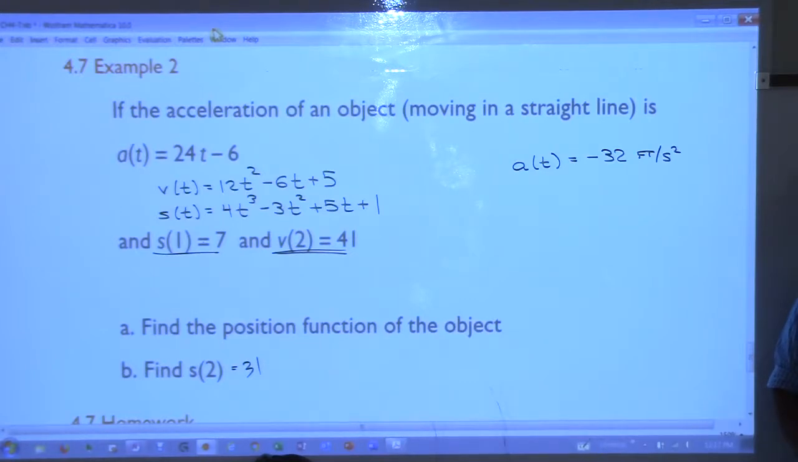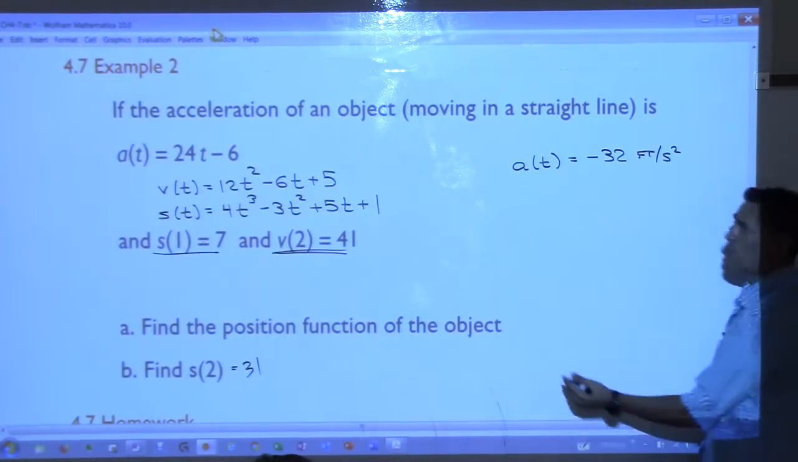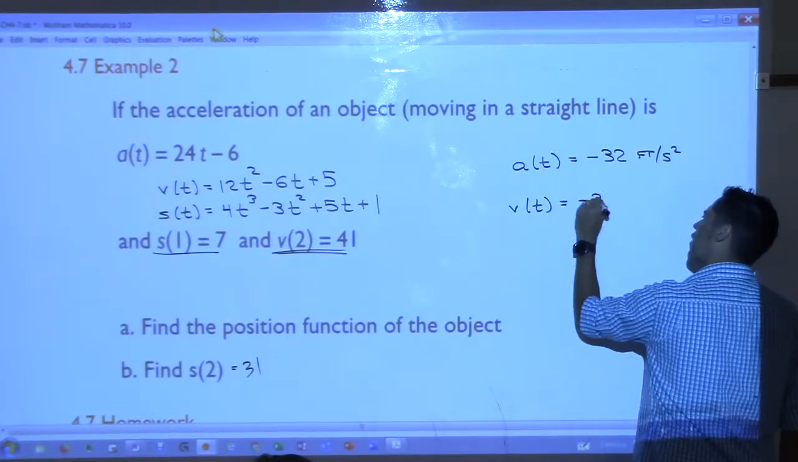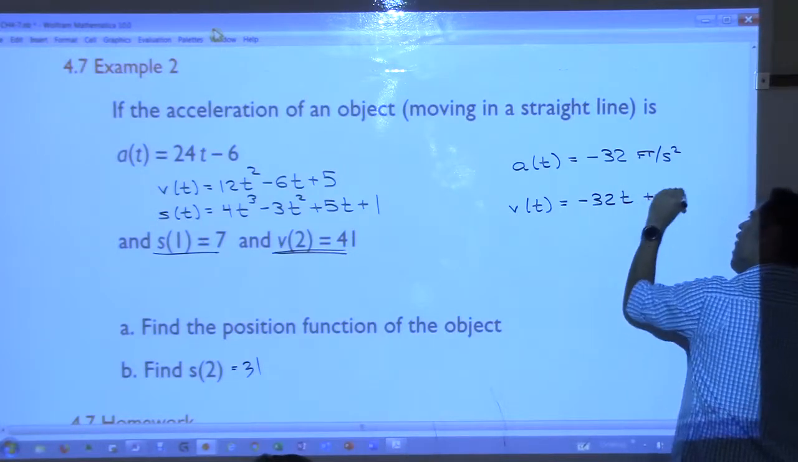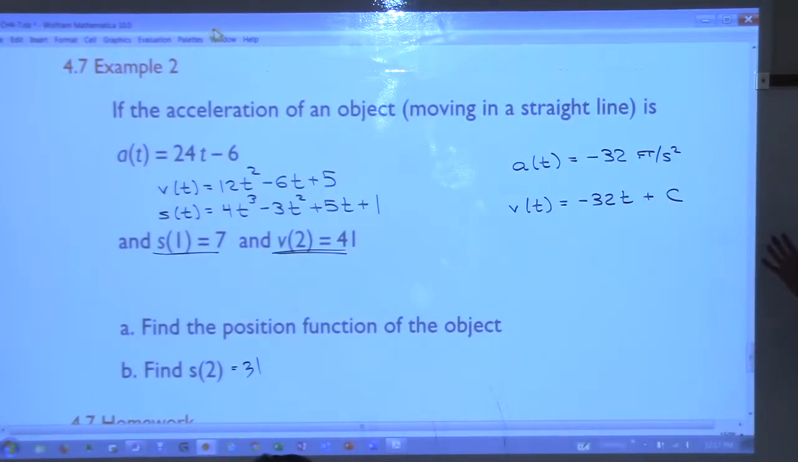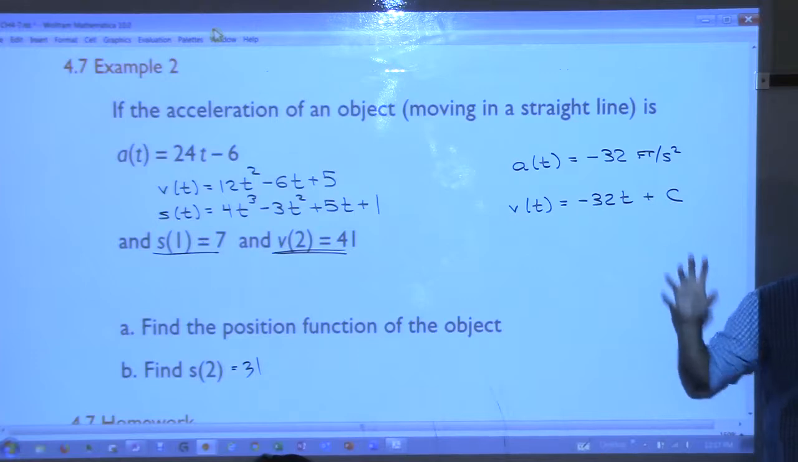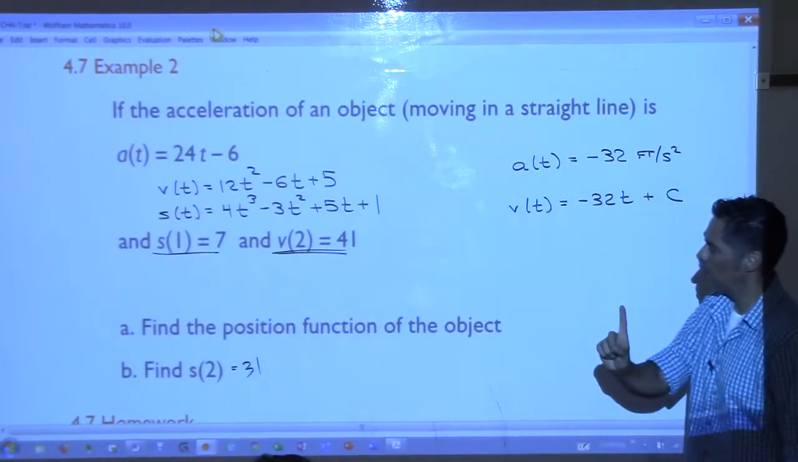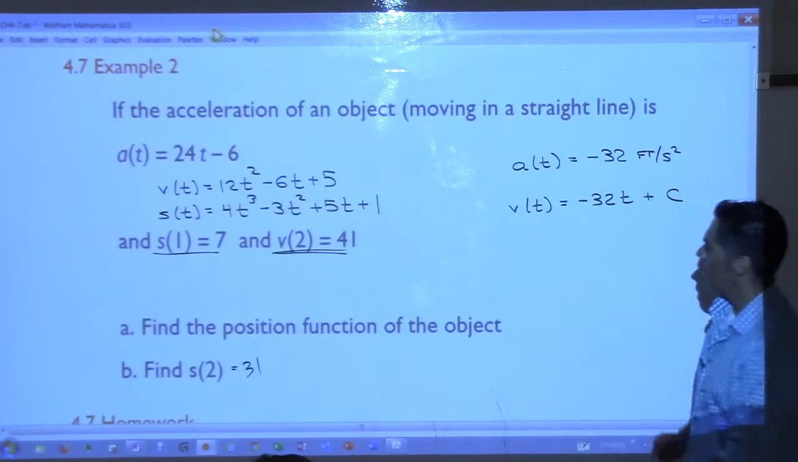Now, what is the velocity function for this object? Yeah, this is the antiderivative of this. So what is the antiderivative of negative 32? Negative 32t plus some constant. Do you all agree? So I've got a family of functions now, don't I? Nobody has given me any information about this object, have they? So I don't have these two pieces, do I? But here's what I do know.